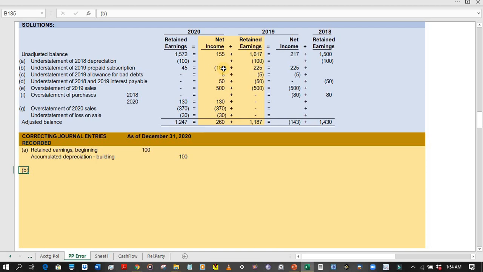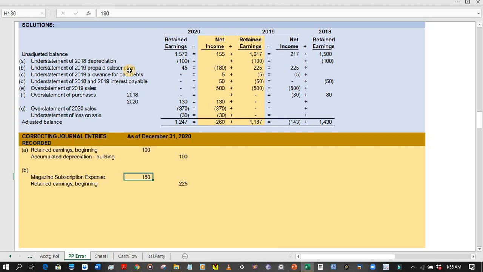So which nominal account should be debited that is related to prepaid subscription? Of course, the nominal account is an expense account. So that is magazine subscription expense. Our entry would be a credit to retained earnings beginning for 225 pesos. Again, the retained earnings beginning is the beginning balance as of 2020. Then a nominal account to be debited for 180 pesos. That is the magazine subscription expense at 180 pesos.